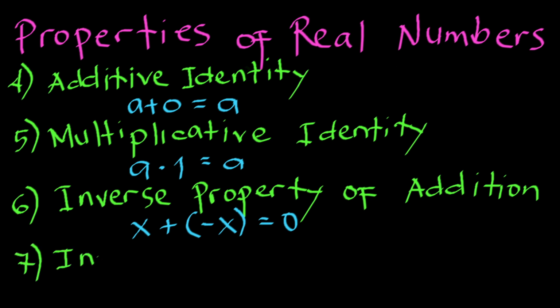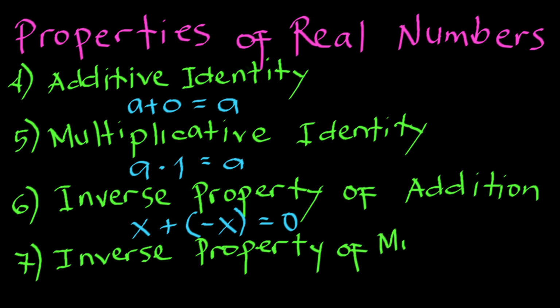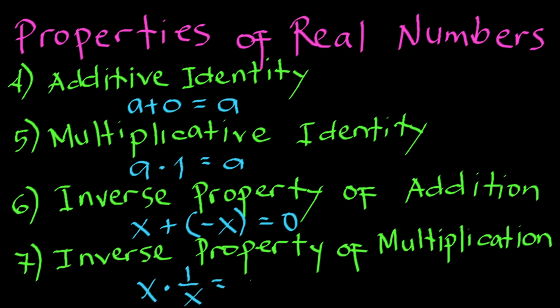Last one is inverse property of multiplication. So kapag multiply natin ang isang variable sa kanyang reciprocal, makakakuha tayo ng answer na 1. In this case, we have x times 1 over x equals 1.